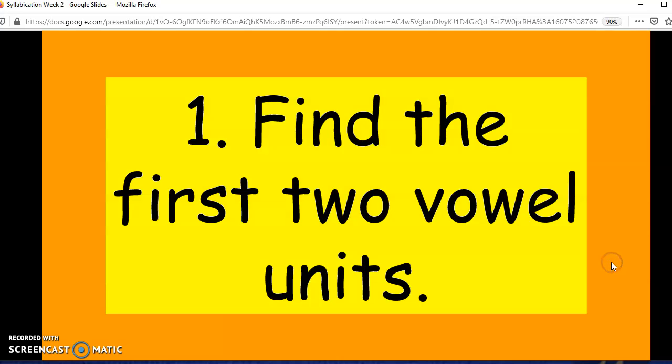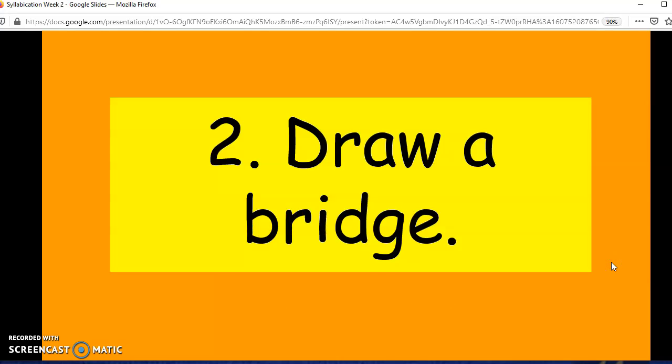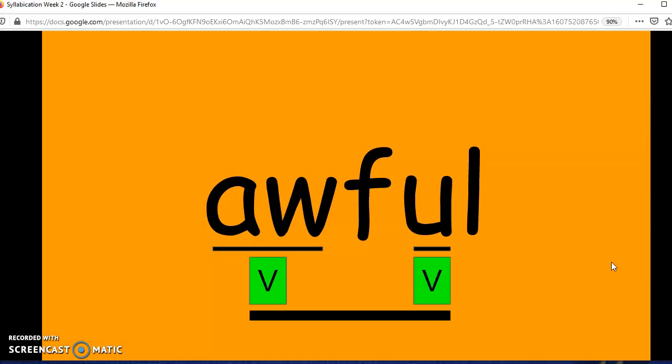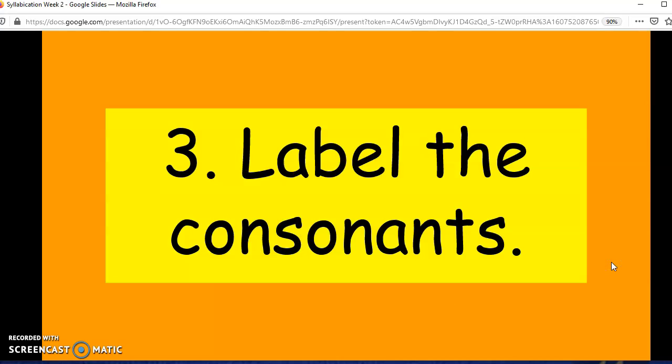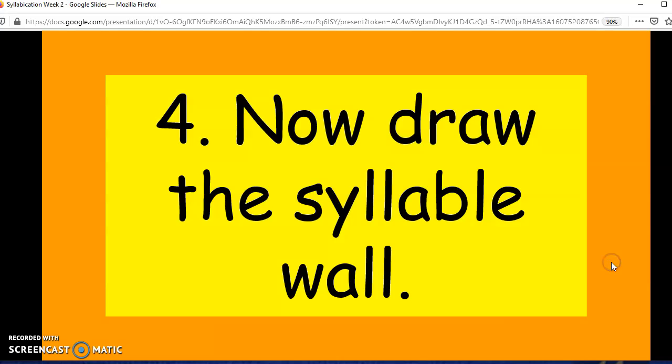Once you have done that, go ahead and find the vowels. We know AW is a vowel, and U is a vowel. We're going to draw our bridge. We're going to label our consonants. We're going to draw our syllable wall.